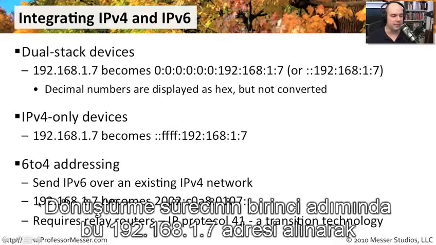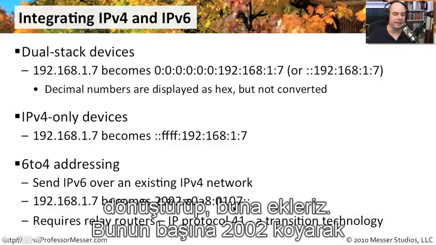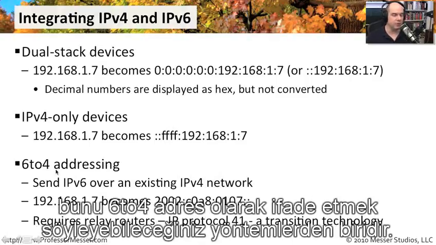The conversion process is one where we take the IP address 192.168.1.7, we put a 2002 in front of it, and then we convert the IP address to hexadecimal and add it to this as well. That's one of the ways that you're able to tell with that 2002 there that that is a 6-to-4 address.